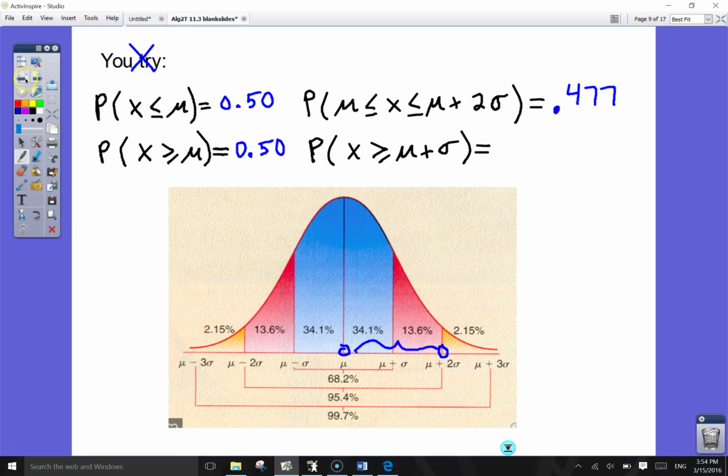Okay, last one. The probability that X is greater than or equal to the mean plus 1 standard deviation. Well, the mean plus 1 is here. So that's like saying, what's the probability of being to the right of that point? Well, now we're going to add up 13.6 plus 2.15, which will be 15.75%, which will make this 0.1575.